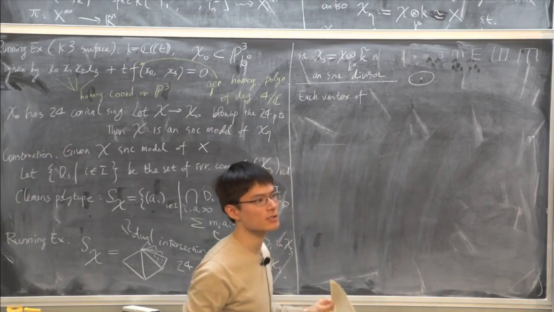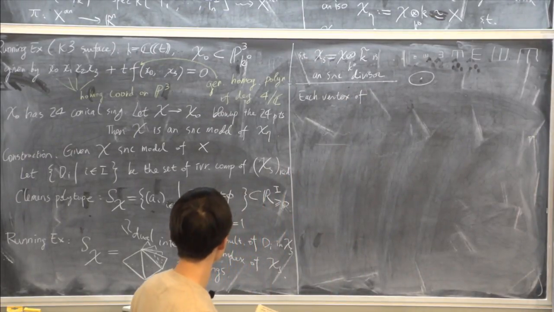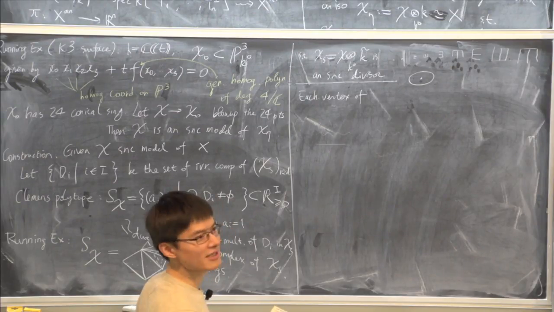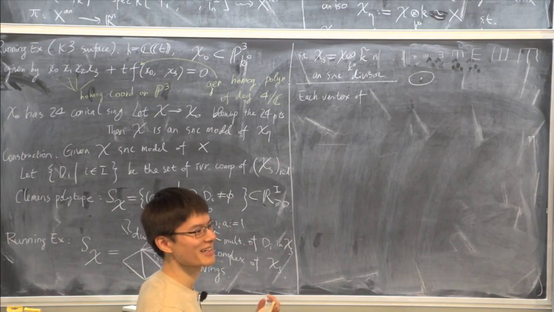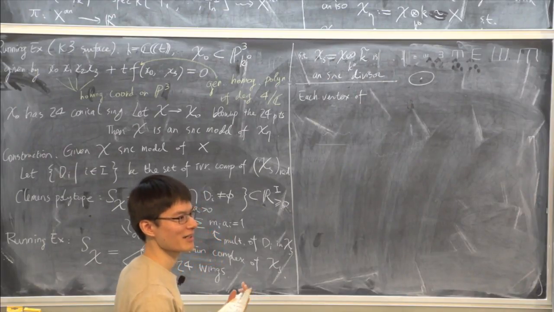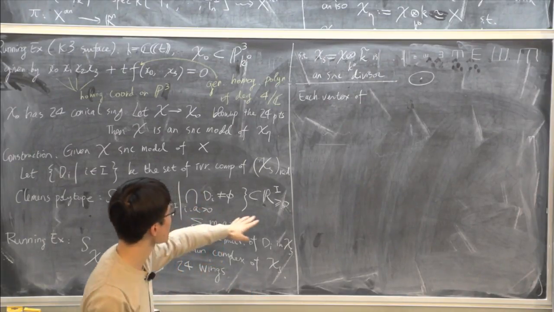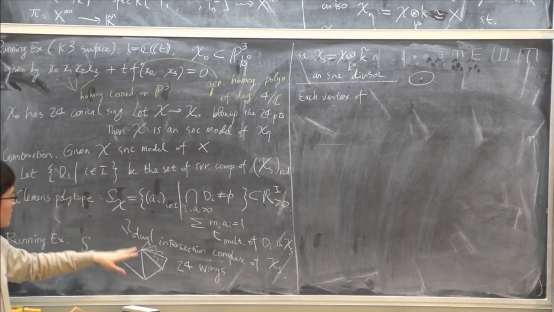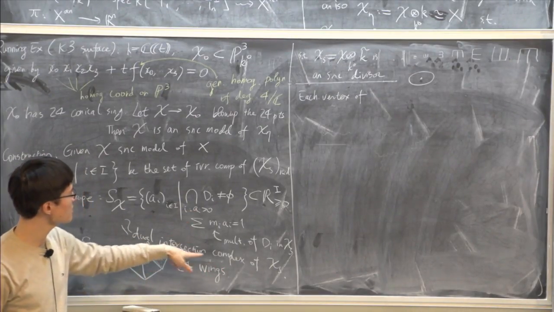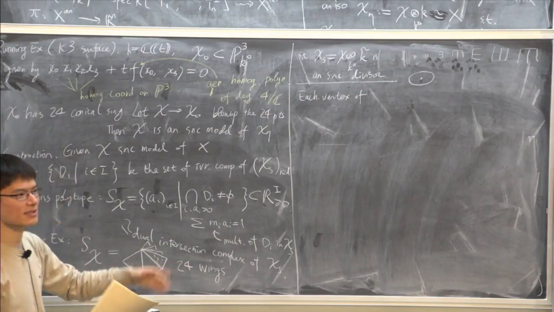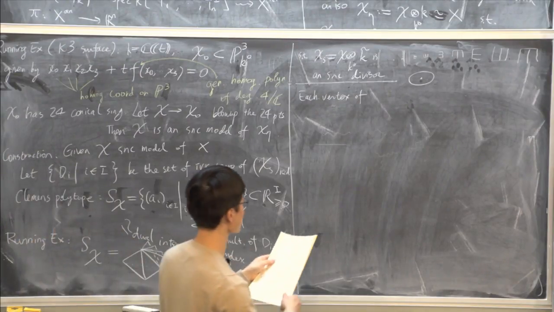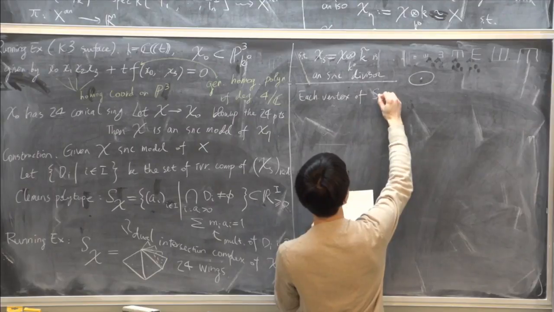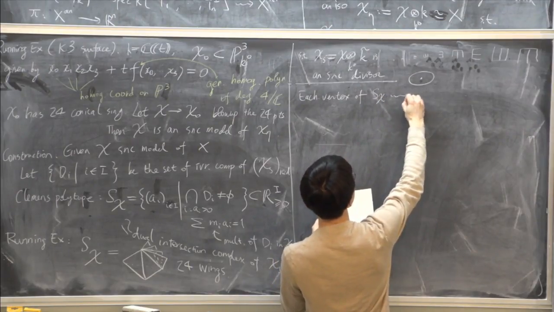So this is embedded in like R to the 28 or something. Yes, exactly, I defined it like that. The Clemens polytope is embedded; the dual intersection complex is abstract.